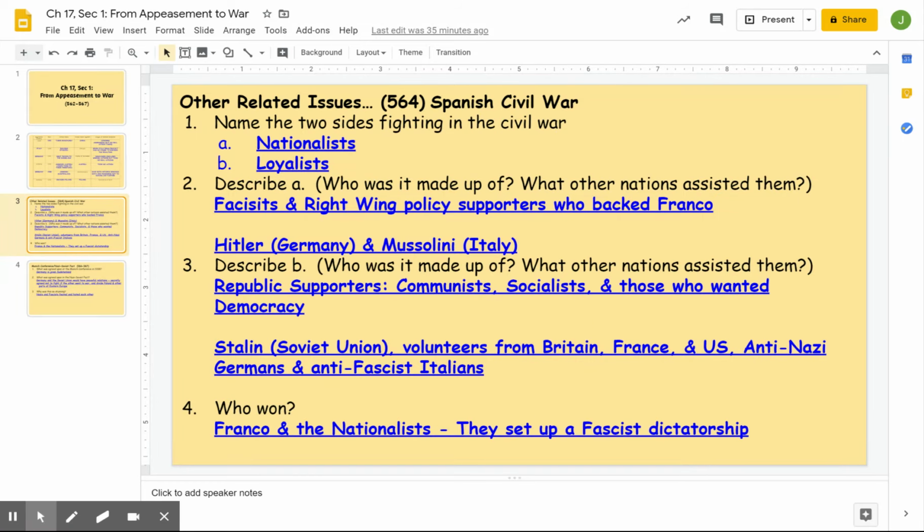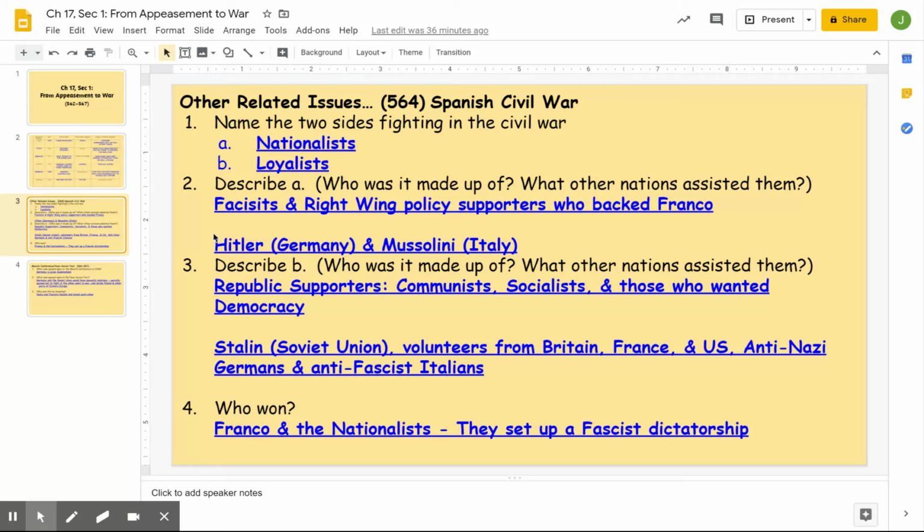So while this is going on in Spain in 1936, we see the Spanish Civil War. The two sides fighting are the nationalists and the loyalists. So the nationalists are made up of fascist and right-wing policy supporters who are backing Francisco Franco in Spain. And because they're nationalists, we see the nations of Germany under Hitler and Italy under Mussolini, who are fascists, which is extreme nationalism. So we see them supporting the nationalists in the Spanish Civil War.